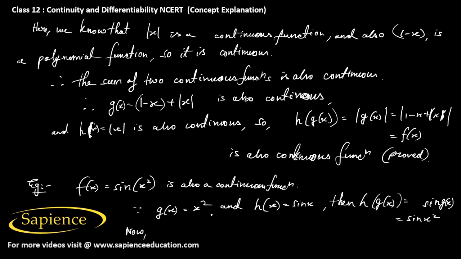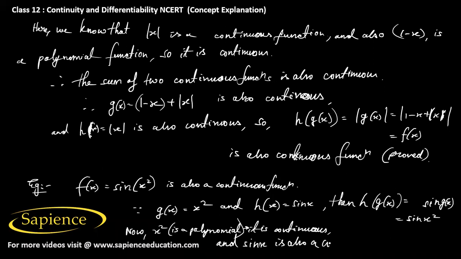Now x square is a polynomial function, so it is continuous, and h of x, which is equal to sine x, is also a continuous function. So we can say that sine of x square, which is a composite function, is also a continuous function.